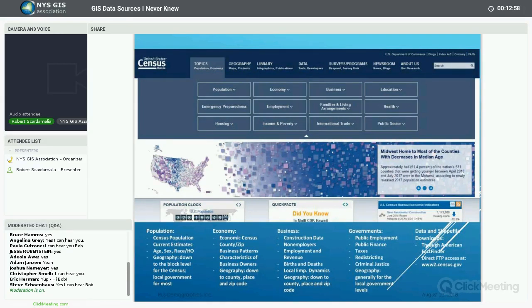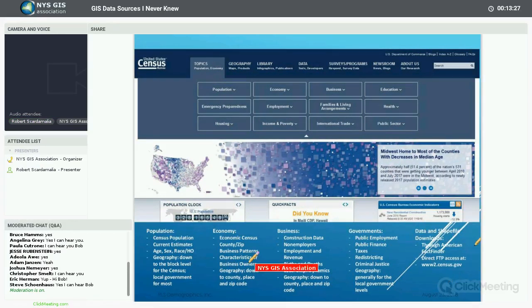Governments, how large is our government? How many people are employed? What are the finances? How much do they get in taxes? Criminal justice. Census Bureau provides a lot of this information, and it's generally at the local government level because those are the required units of geography. And all of the census data that is available, attribute data, has to be linked to geography. And you know that that's one of your primary concerns.